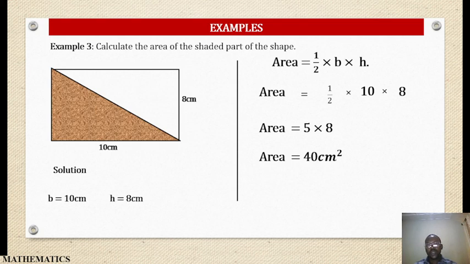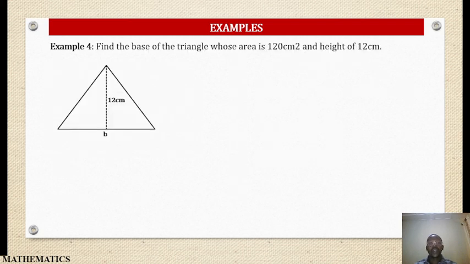40 centimeter. Now, we want to look at another example here. And this particular example is quite different from the previous 3 examples that we have looked at before, because in those examples they ask us to find the area, but in this particular one they are asking us to find the base of the triangle when the area is 120 centimeters squared and the height is 12 centimeters.